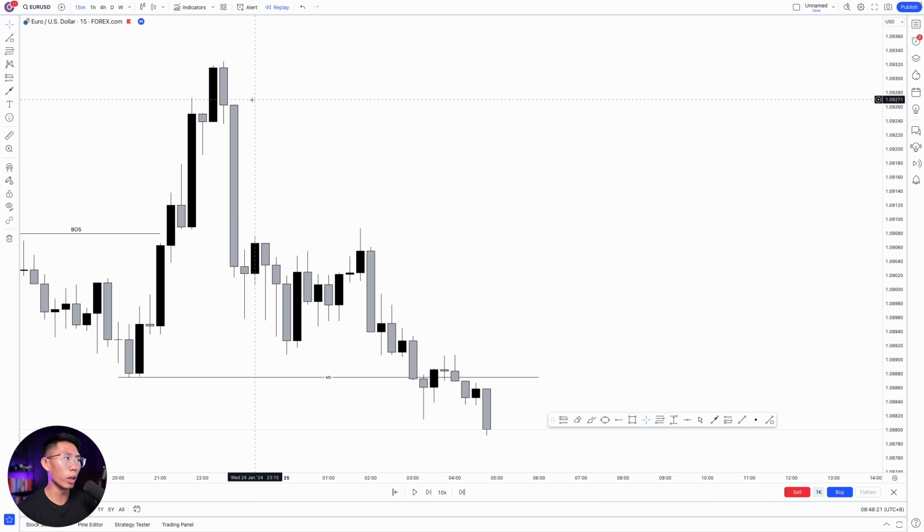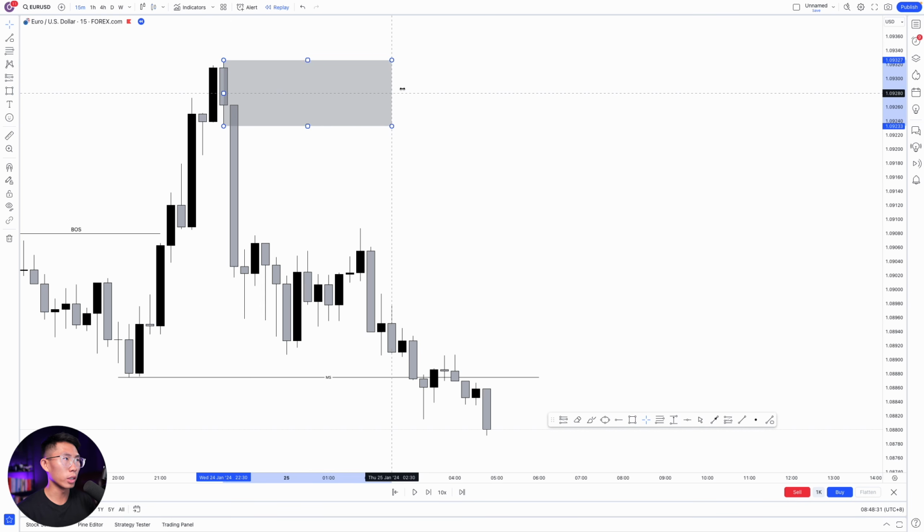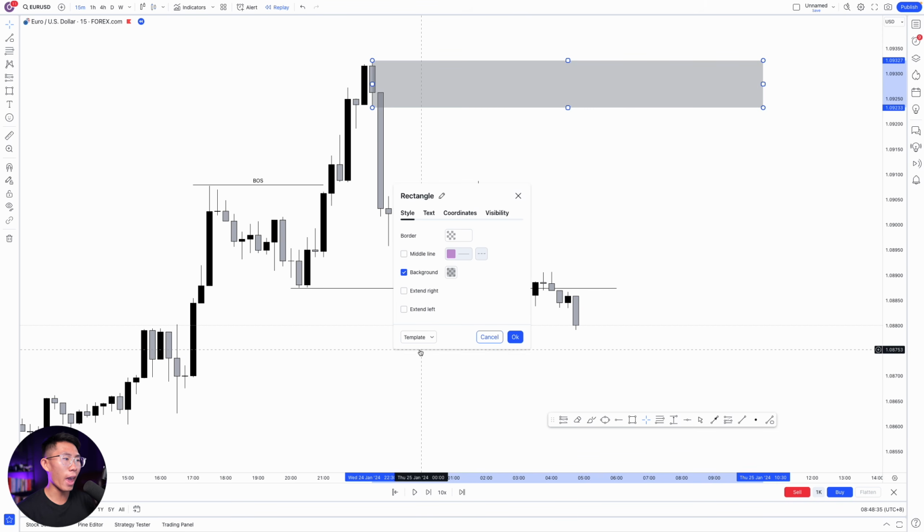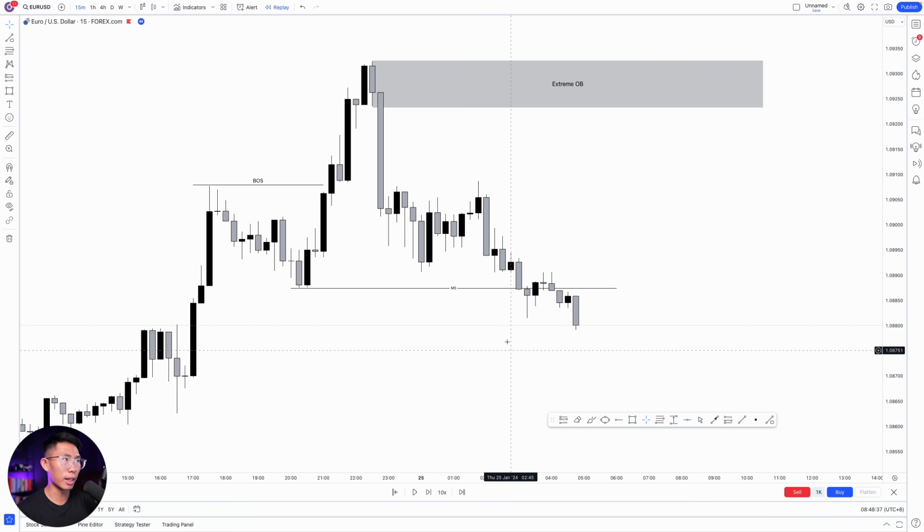First step, identify your inefficiency. Second step is to look for the candle before this inefficiency is formed, which will be right here. And you can just drag it out, and you can see this is the order block. But bear in mind, this is the extreme order block, right? This is like the highest point before price went down.